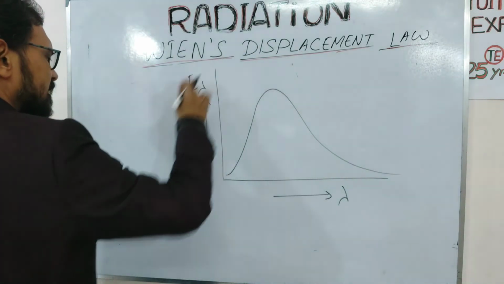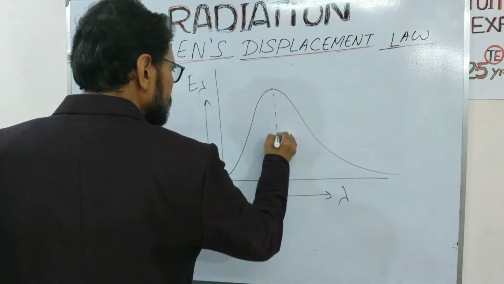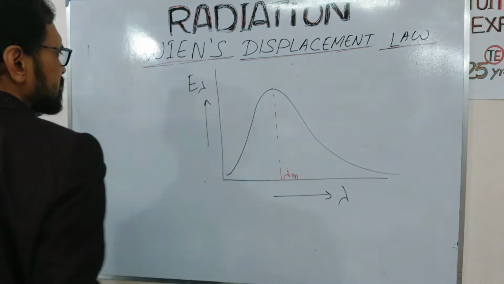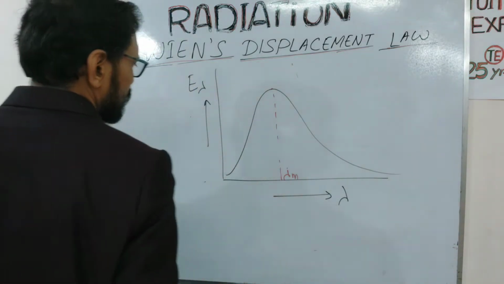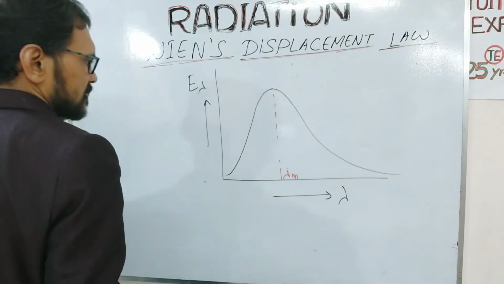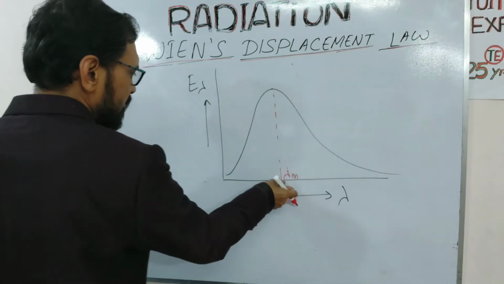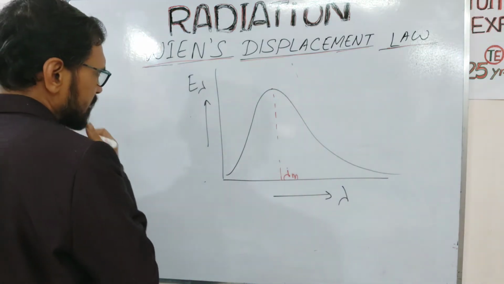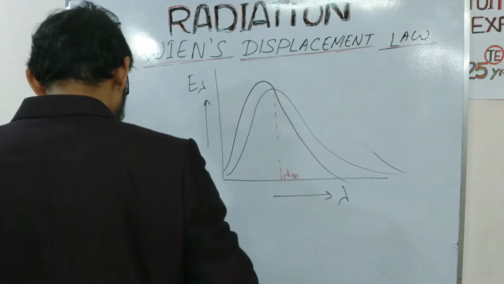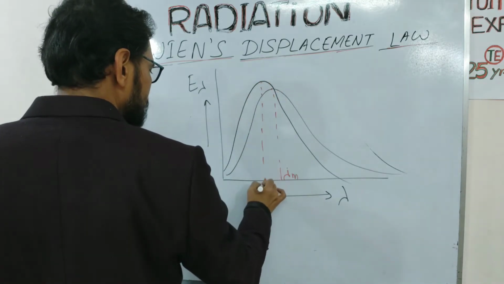At a particular temperature, the graph becomes this, and this wavelength corresponds to the maximum spectral emissive power. Now, what does the graph state? As the temperature is gradually increased, lambda shifts to the left. Suppose another curve is now the maximum. Now the wavelength corresponding to the maximum spectral power is this.